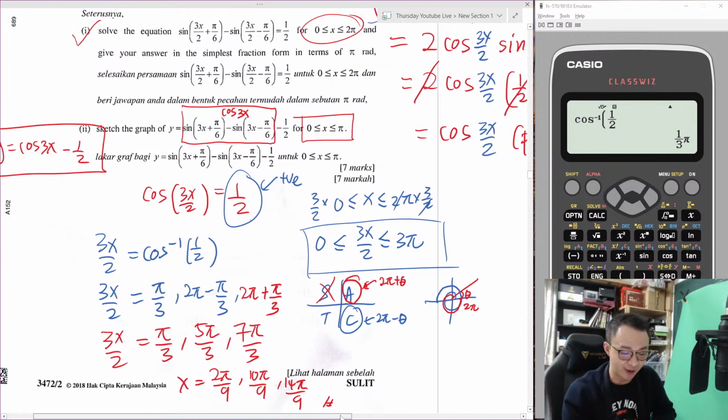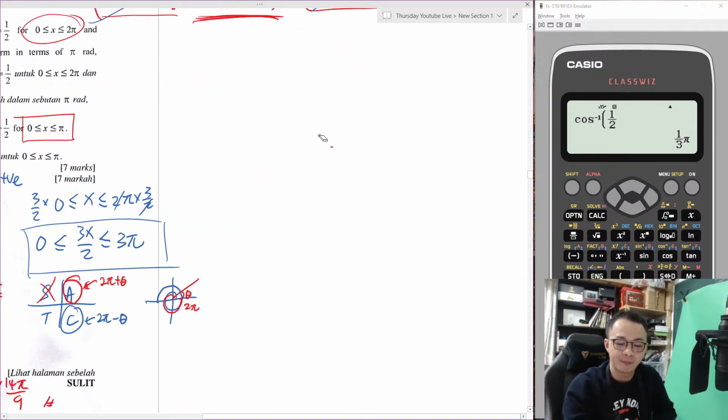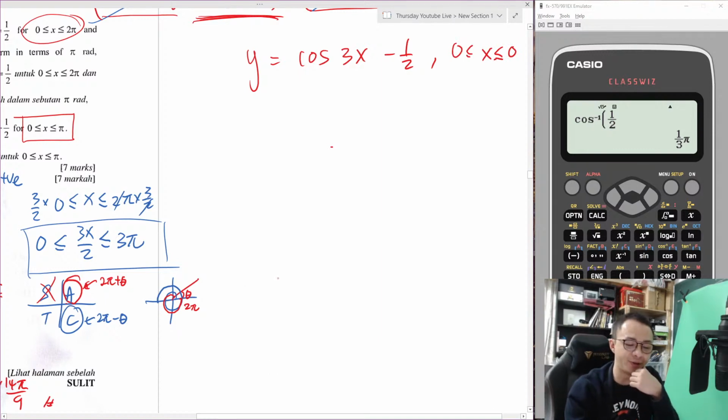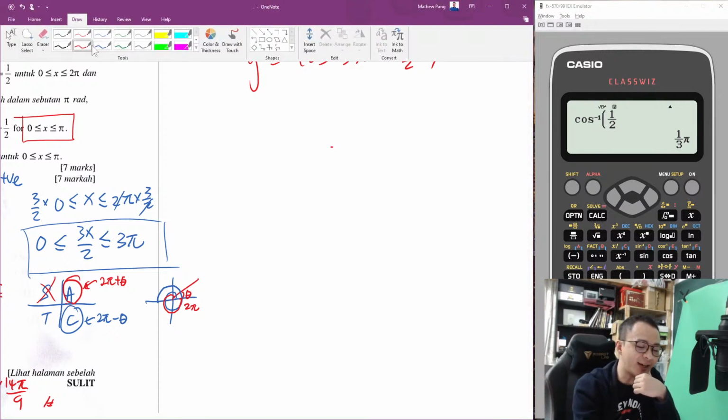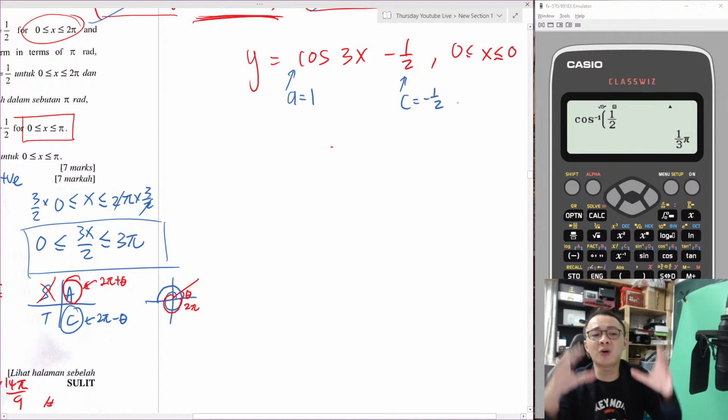Okay, let's draw this one. So if y equals cos 3x minus 1 over 2, I need to draw from 0 to pi. Okay, first thing is I want to know my amplitude. If you don't see anything in front of the cos here, it means positive 1. Then my amplitude is 1. Alright, then this is my c value, negative 1 over 2. It tells me my whole cos graph will actually go down half a unit.